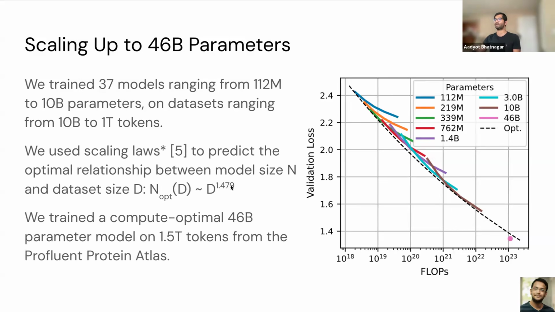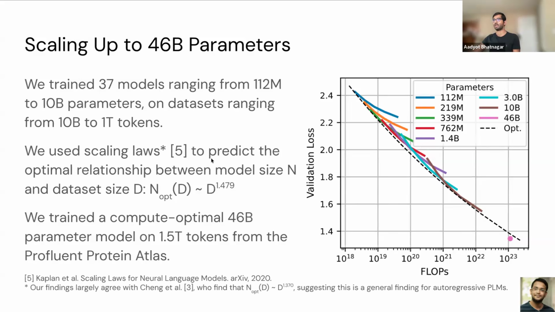Based on this, we can derive the compute optimal allocation for 10 to the 23 FLOPs. And based on that, we decided to train this 46 billion parameter model on 1.5 trillion tokens from the Profluent Protein Atlas. One note I'll make is that our finding here with the specific scaling laws largely agrees with the Chang et al. paper I mentioned previously, which suggests that this is a pretty general finding for autoregressive protein language models, that your model size is more important than your dataset size. And that's contradictory to the prevailing wisdom for NLP, where the two are weighted equally to each other.